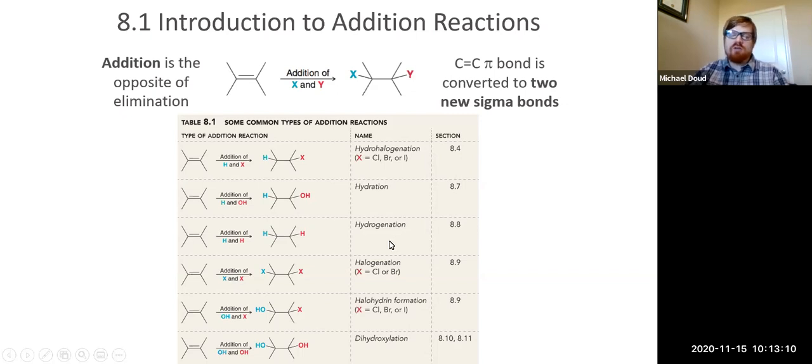Next up, we have halohydrin, which is sort of like a mixture of hydration and halogenation. You get an OH group on one of the carbons and then a halogen on the other carbon. We'll talk about how you can do that in section 8.9. And then finally, we have dihydroxylation. There are a couple of different mechanisms, a couple of different ways that you can do this, but dihydroxylation just installs two hydroxyl groups, or two OH groups, on the neighboring alkene carbons. I hope that makes sense. You're taking a carbon-carbon pi bond, you break it, you form two new sigma bonds, and the type of reaction is going to depend on what reactants you use.